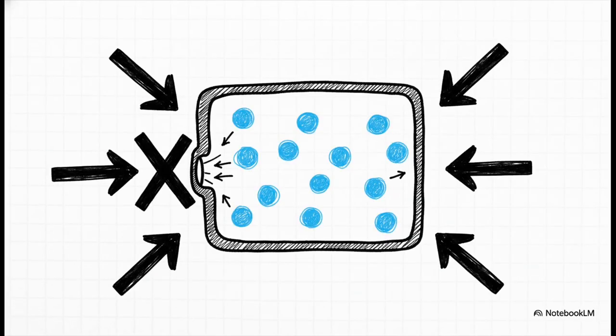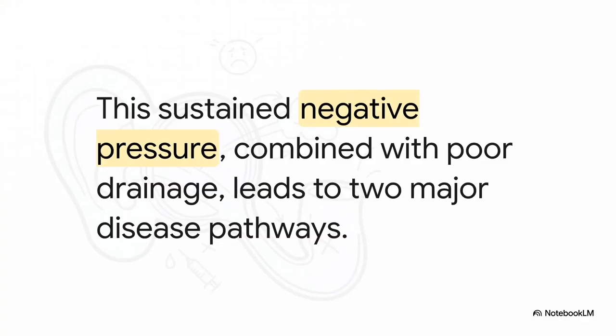Remember that sealed, air-filled box? Well, if the ET can't open up to let more air in, the body just keeps absorbing the oxygen from that space. And what happens when you remove air from a sealed box? You create a vacuum. The pressure inside the middle ear starts to drop way below the atmospheric pressure on the outside. And this vacuum effect, it's an incredibly powerful force.